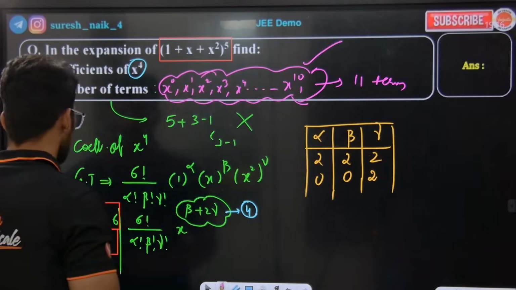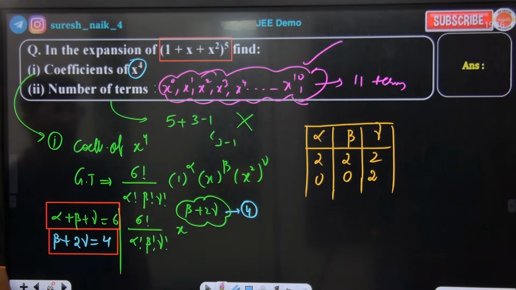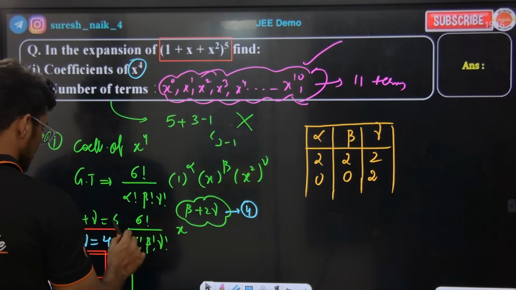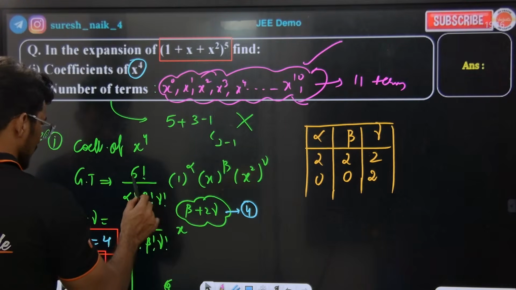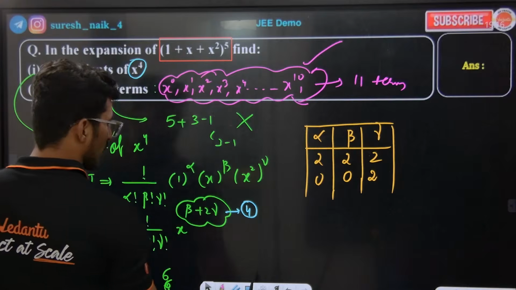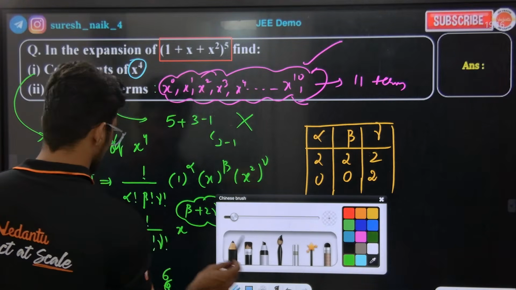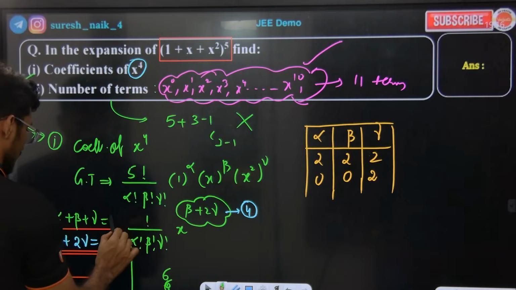Okay? Now, if we want the coefficient of x to the power of 4, what is n? n is 5. Otherwise the calculations are getting disturbed. See. Okay. Five factorial is 5.